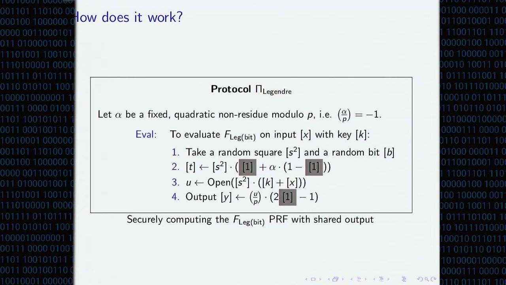Let's see what we get if b is equal to 0. So if b is equal to 0, we have t equal to s squared times alpha. So we open that value. We compute the Legendre symbol of u at that point. Because of s squared times alpha, we basically have to switch the sign of the Legendre symbol, and that's what we do when we multiply by minus 1 on the right-hand side of the Legendre symbol of u. Okay, so the main observation here was that we don't need to compute the Legendre symbol in the MPC world, we compute it in clear.